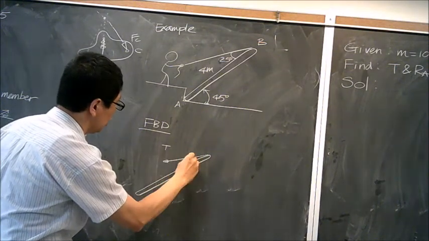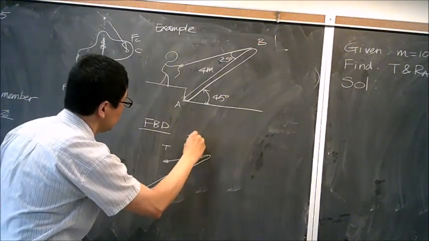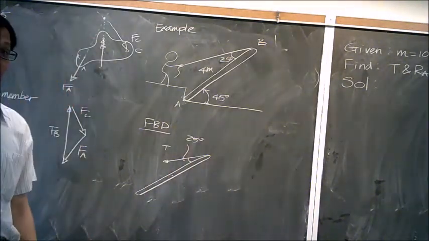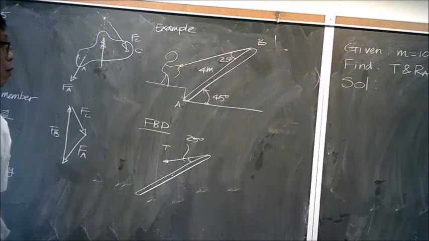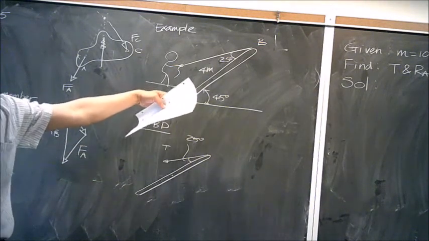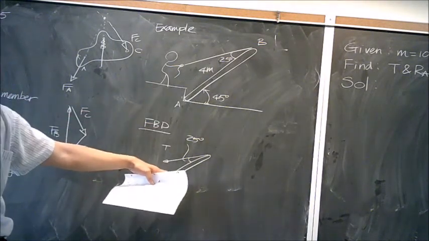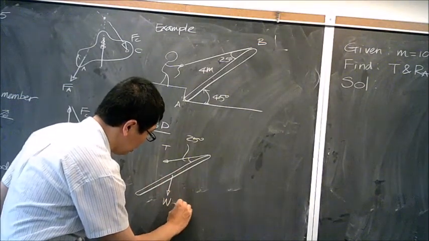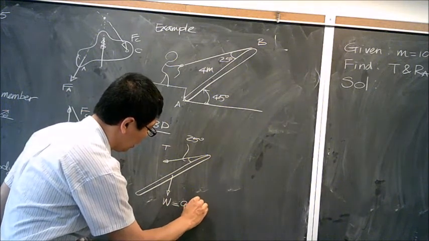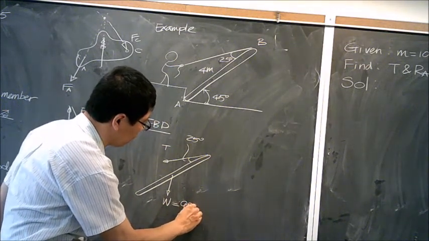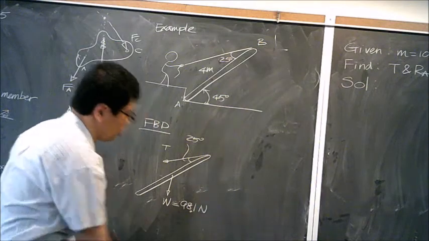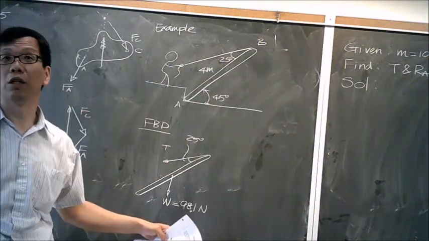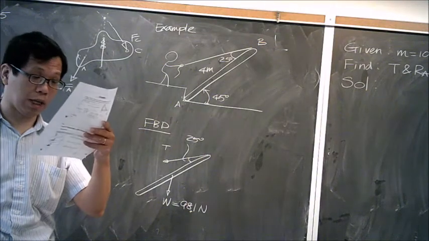This is T and this is what? 25 degrees. And we assume the bar is homogeneous, which means the weight of the bar can be assumed to be located at the middle. So over here I have my weight equals 98.1 newtons, because it's 10 kilograms multiplied by 9.81. So this is the number that you're going to get.